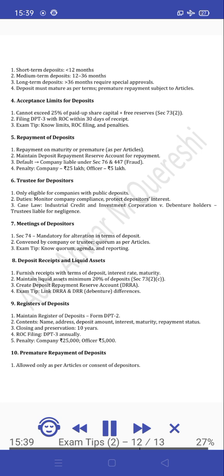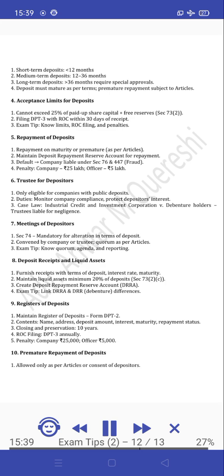6. Trustee for depositors. 1. Only eligible for companies with public deposits. 2. Duties. Monitor company compliance, protect depositors' interest. 3. Case law. Industrial Credit and Investment Corporation vs. Debenture holders. Trustees liable for negligence. 7. Meetings of depositors. 1. Sec 74. Mandatory for alteration in terms of deposit. 2. Convened by company or trustee. Quorum as per articles. 3. Exam tip. No quorum, agenda, and reporting.